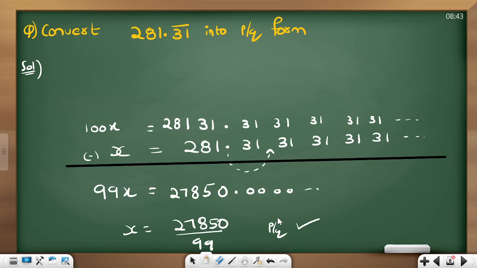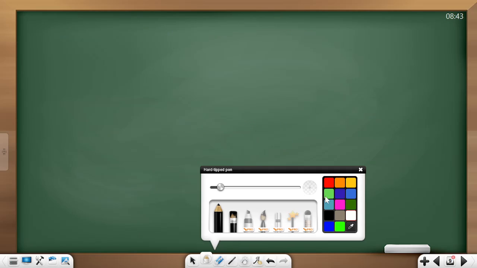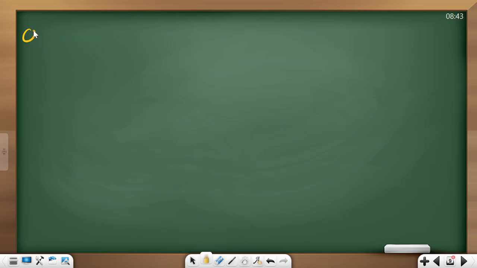No fear in solving any question. The only thing is we have to decide intelligently whether to multiply with 10, 100, or 1000. Yes, there may be a case where you have to multiply with 1000 also. Let's see a small question of that.